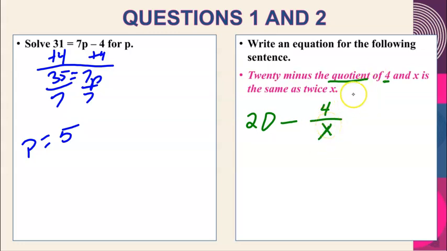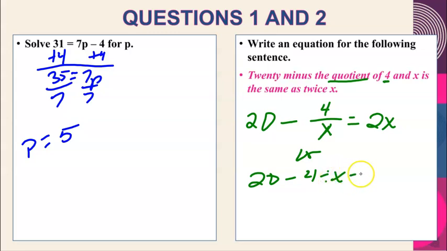And that's going to be the same as, which means it equals, twice x, which is 2x. So this would be my equation: 20 minus 4 divided by x equals 2x. Now you could have also written it this way: 20 minus, and then 4 divided by x, equaling 2x. And if we were to solve it, just remember we follow order of operations, where multiplication and division goes first.